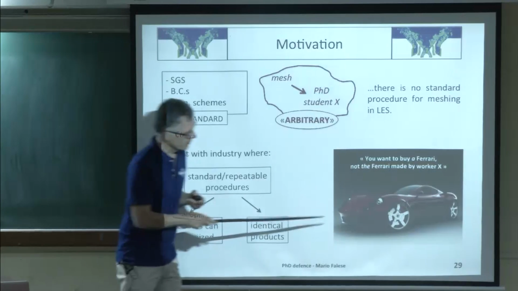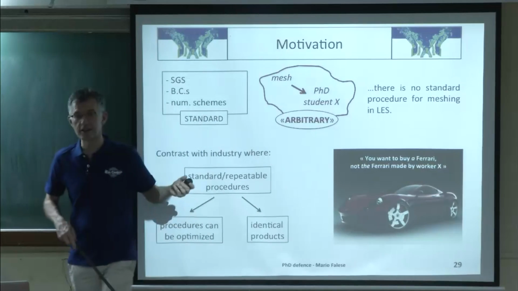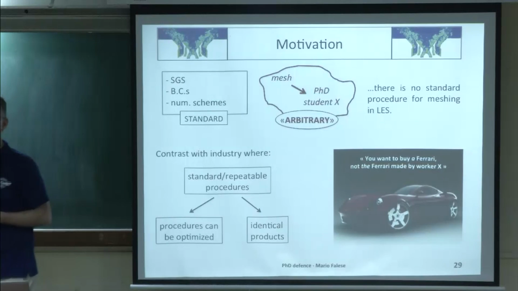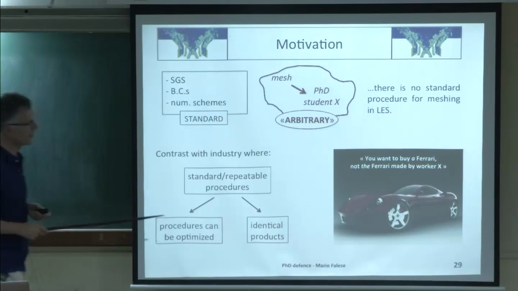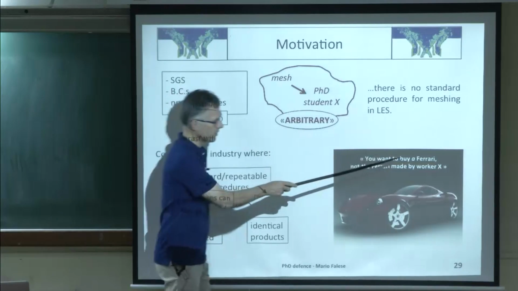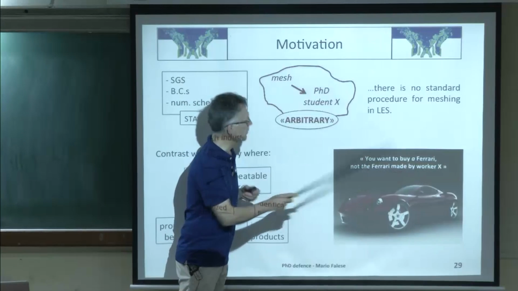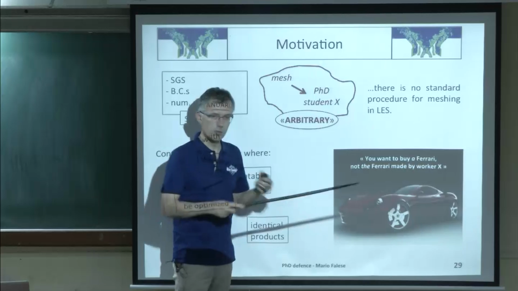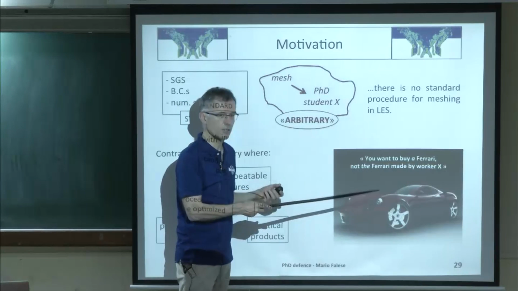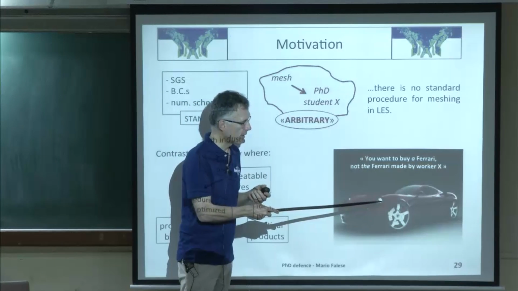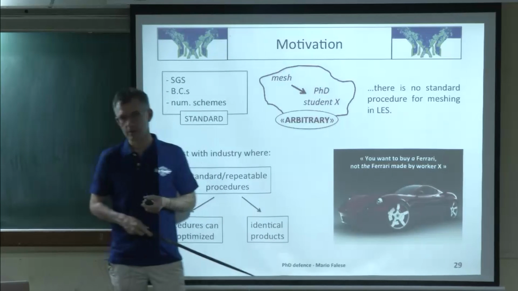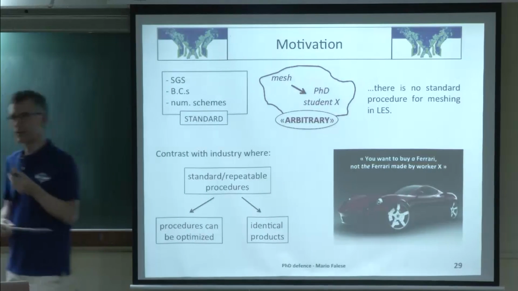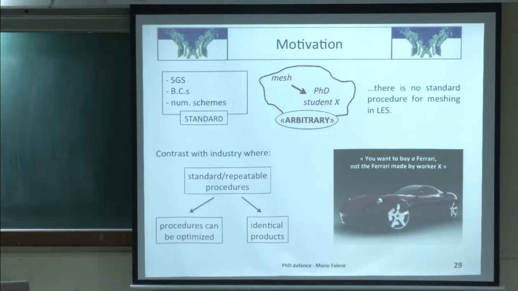Ultimately, when you buy, this guy was Italian, so he was making advertisement for Ferrari, but the idea is that when you buy an LES, you don't want the LES made with mesh A, B, C, or D. When you buy an LES, you want a good LES. So when you buy a car, you want a good car. It should not depend on who built the car. It's the same way to do LES, it should not depend on the guy who made the mesh.